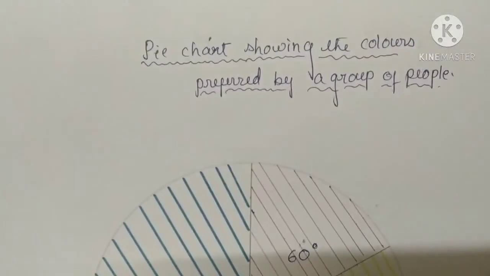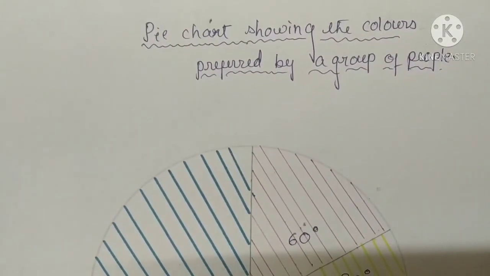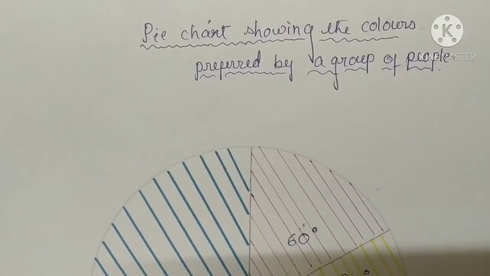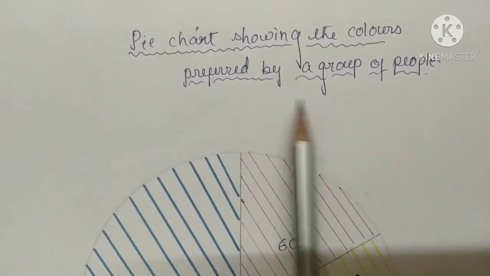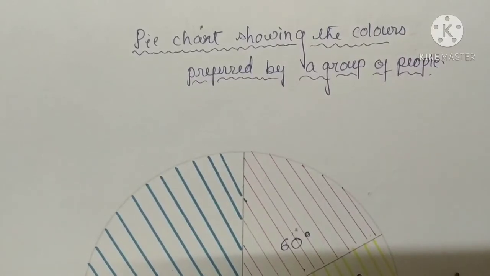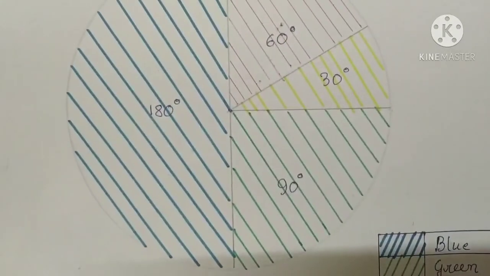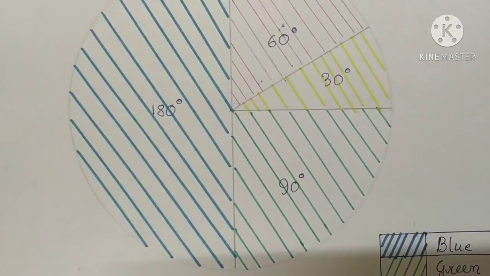One more very important thing is that while you draw the pie chart, just above it you have to give the heading. So here I have written: pie chart showing the colors preferred by a group of people. So you have to prepare your pie chart in this manner. Okay, thank you.